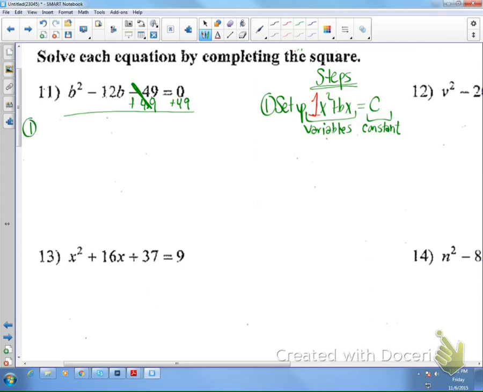So for step 1, I have b squared minus 12b equals 49. And so I have my b's on one side, and I have my 49 on the other side. And let's make sure it's actually 1b squared. Is this 1b squared? Yes. So it's good to go. If that's not a 1, which we'll see in a minute, we have to do something to get rid of that number. But we want a 1b squared.